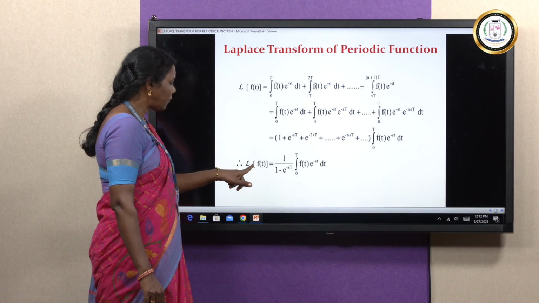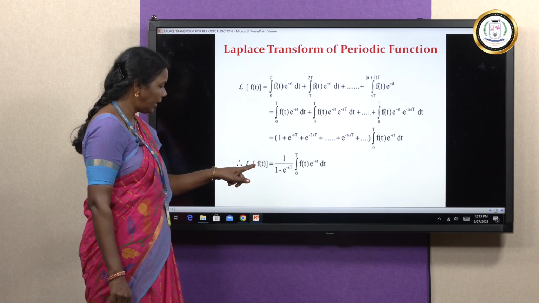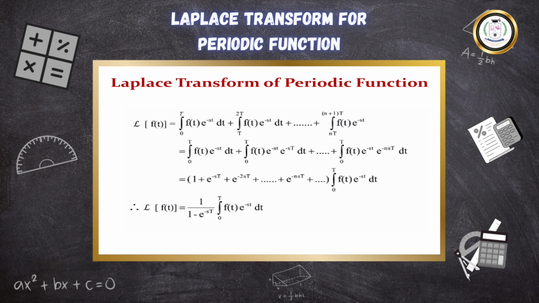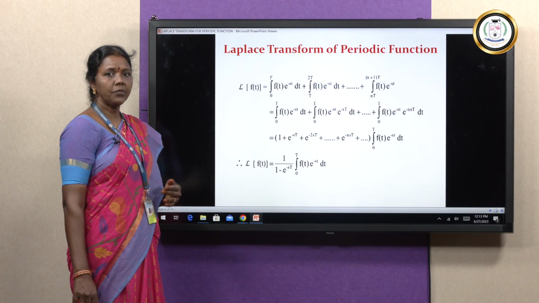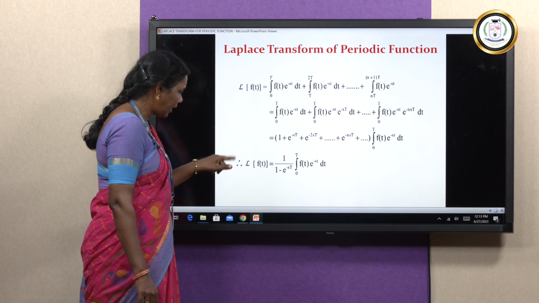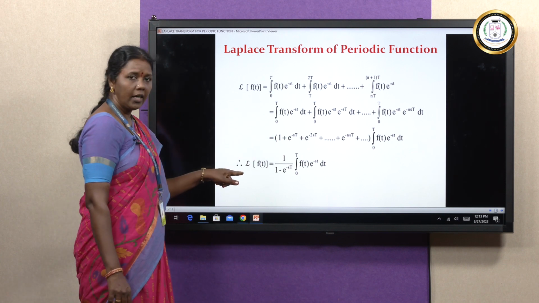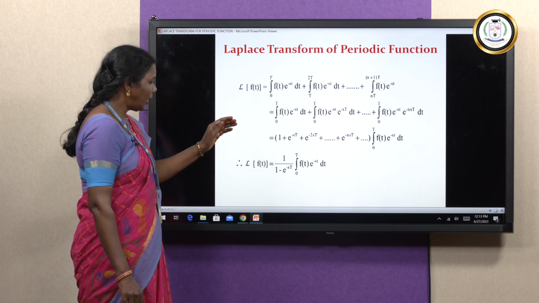So, the Laplace transform of a periodic function is defined as 1 by (1 minus e^(-sT)), where capital T is the period, times the integral from 0 to T of f(t) e^(-st) dt. So, this is the derivation. You can remember this as the definition of the Laplace transform of a periodic function; the proof is given here.